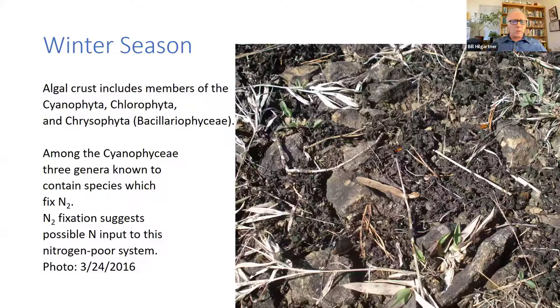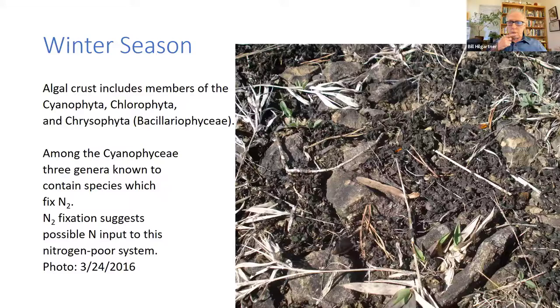But there's this algal crust, and when I've investigated, it seems to include members of the Cyanophyta, the Chlorophyta, and the Chrysophyta. Among the Cyanophyceae, there are three genera known to contain species which fix nitrogen. I'm checking further to see if we've got that here, but this would be very interesting and important for this site, because nitrogen fixation suggests a possible nitrogen input for this nitrogen-poor system. In other words, the algal crust would be a good supply of nitrogen to get things started on bare rock.